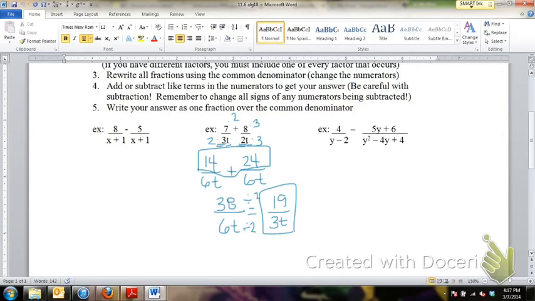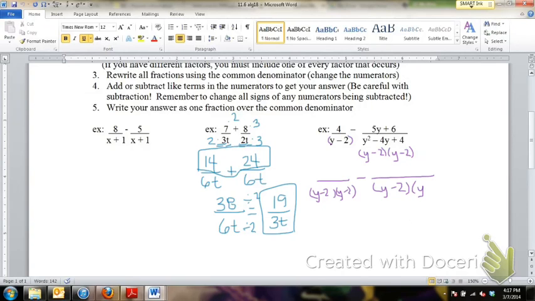So get ready. Alright, in the first fraction I can't factor anything. I just have a y minus 2. But in the second fraction I can factor the denominator. It's going to be y minus 2 and y minus 2. Now, since this second fraction needed 2 of these y minus 2's, my common denominator is also going to need 2 of them.